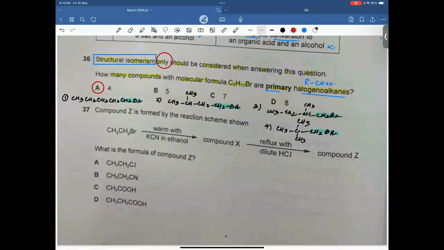Yeah. Question 37. Compound Z is formed by the reaction scheme shown. This is your alkyl halide reacting with KCN. Obviously, the compound X should be CH3, CH2, CN, that is propanenitrile. When propanenitrile is treated with dilute HCl, acid hydrolysis takes place under reflux condition, and obviously the compound Z would be CH3, CH2, and CN will turn to COOH because of acid hydrolysis.